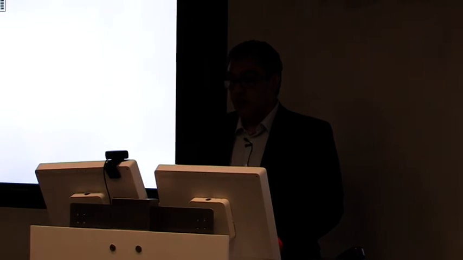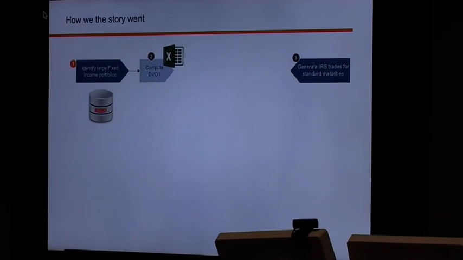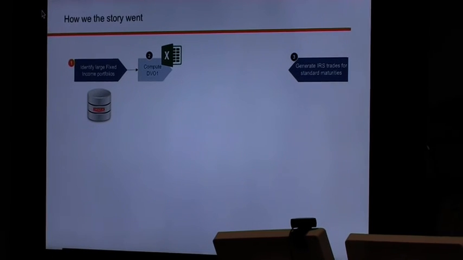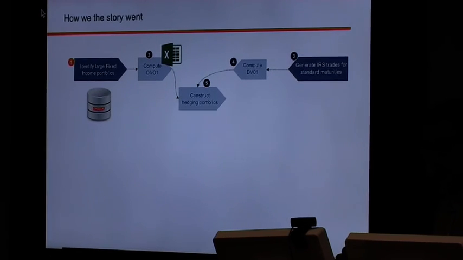So we started by identifying large fixed income portfolios. This was in an Oracle database. Then we computed the sensitivity to interest rate changes, the DV01. This was done in Excel. Then we went to the other side and gathered some standard trades, got their DV01s, and then combined these in Excel in order to get standardized trades that we could use in order to set up the systems.